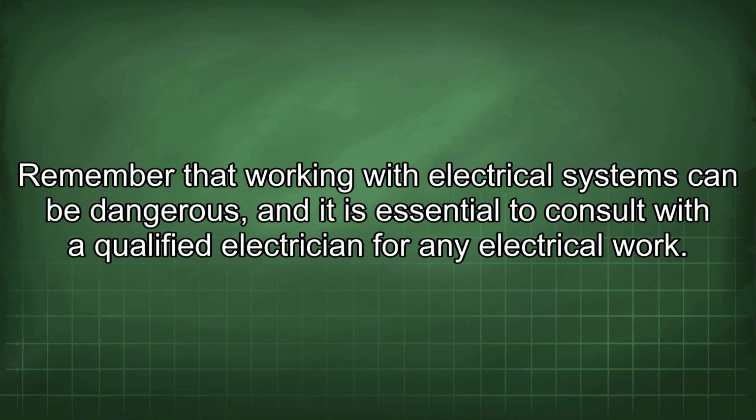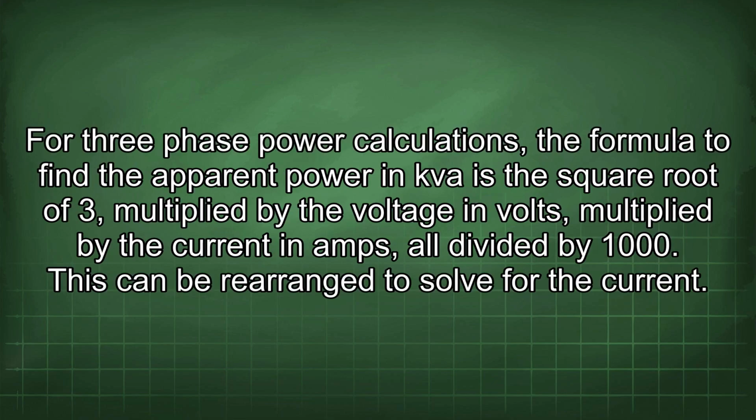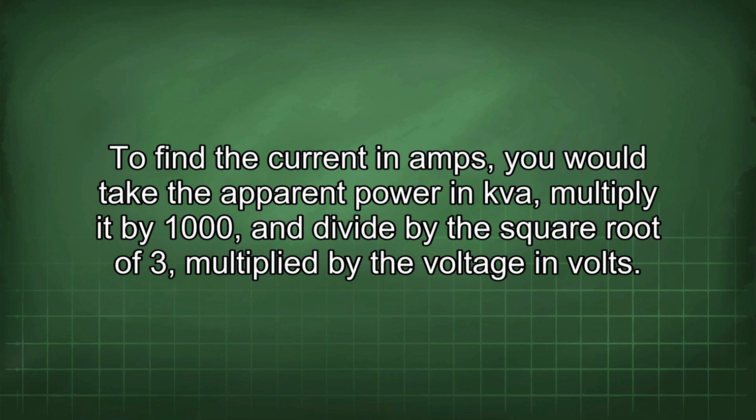For three-phase power calculations, the formula to find the apparent power in kVA is the square root of 3 multiplied by the voltage in volts multiplied by the current in amps, all divided by 1000. This can be rearranged to solve for the current. To find the current in amps, you would take the apparent power in kVA, multiply it by 1000, and divide by the square root of 3 multiplied by the voltage in volts.